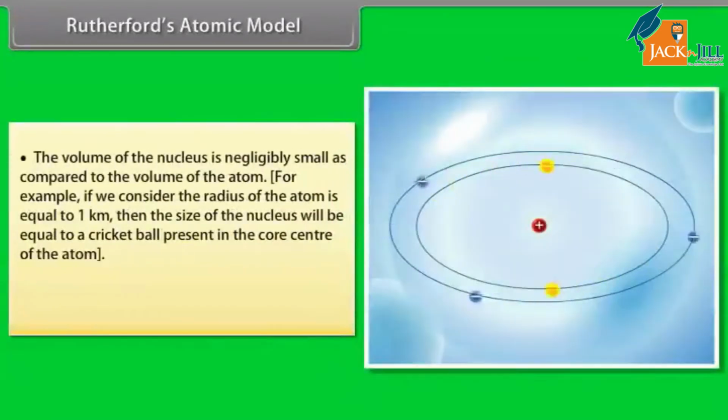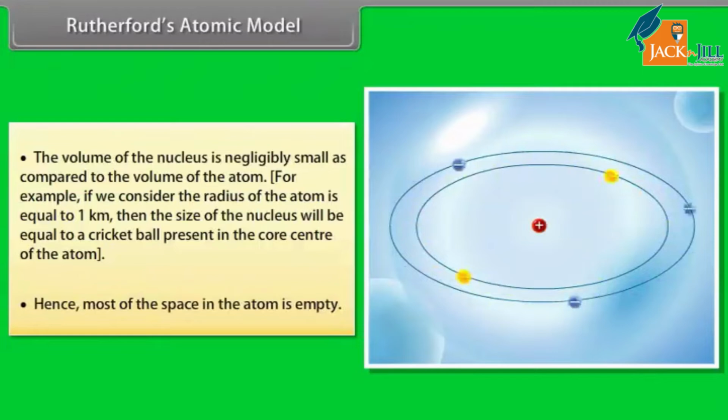The volume of the nucleus is negligibly small as compared to the volume of the atom. For example, if we consider the radius of the atom is equal to 1 kilometer, then the size of the nucleus will be equal to a cricket ball present at the center of the atom. Hence, most of the space in the atom is empty.